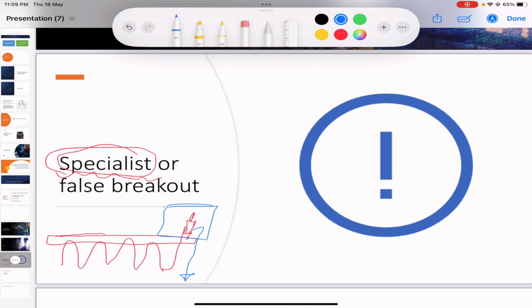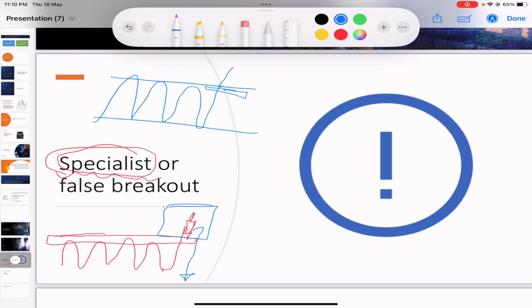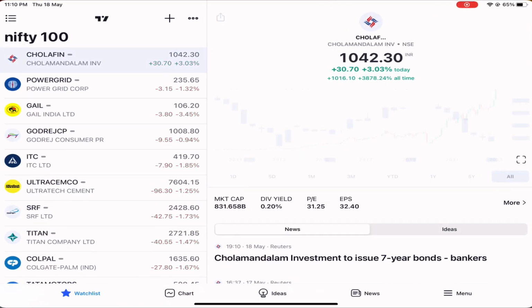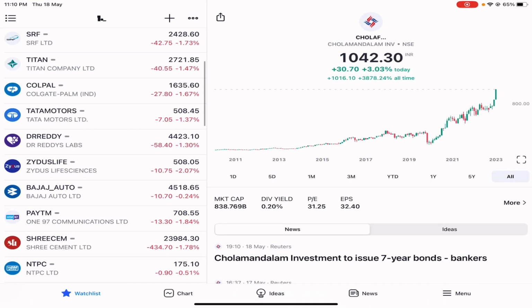So how are you going to identify that? And how are you going to set stop losses for a false breakout? That's what we have been seeing. So until now, when we were seeing examples, every time a support or a resistance broke, we used to set the stop loss somewhere over here. That is to protect ourselves in case a specialist breakout happens. Let's see some quick examples of a false breakout.